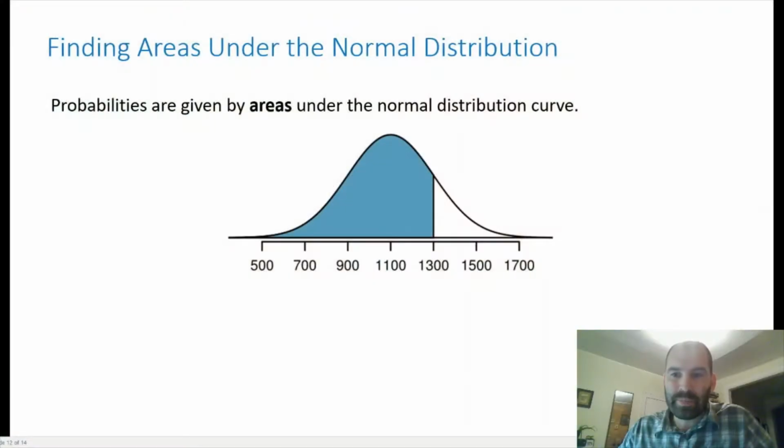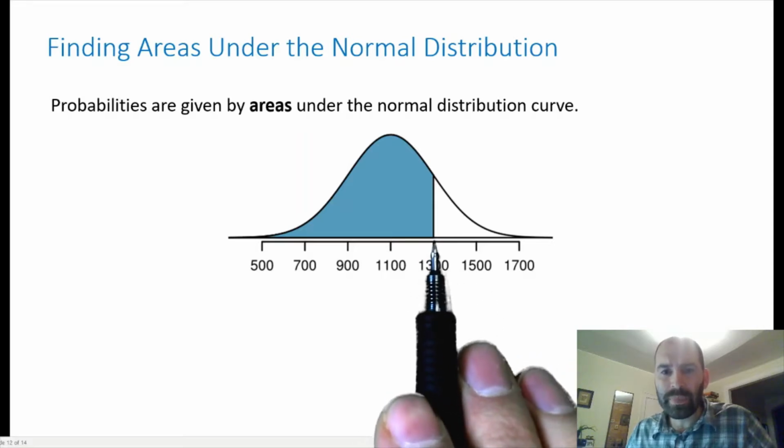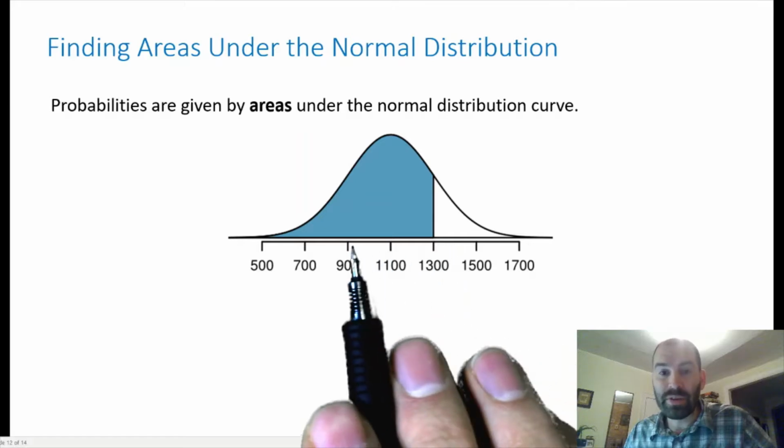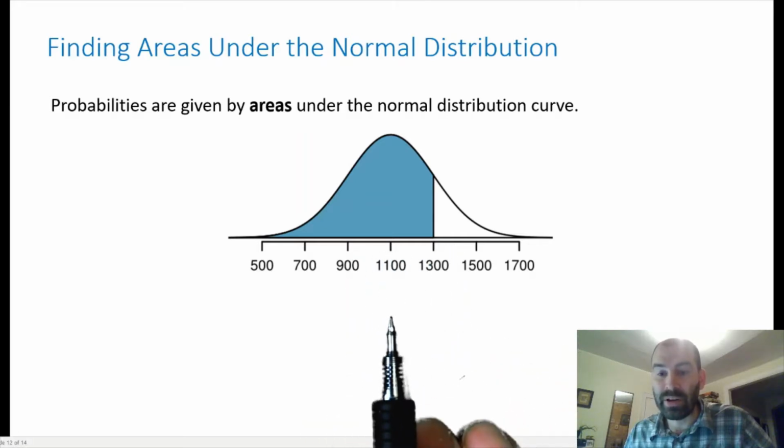Well, it turns out there's still some stuff you can do here. In fact, we can compute probabilities just fine. We just need the help of a computer. So let's take a look at this. What we're going to be doing to compute probabilities is finding the areas under the normal distribution curve, because we know that probabilities are represented by areas under the curve. So in this picture here, they're looking at the area to the left of 1300. So that's the probability of getting a value less than 1300.